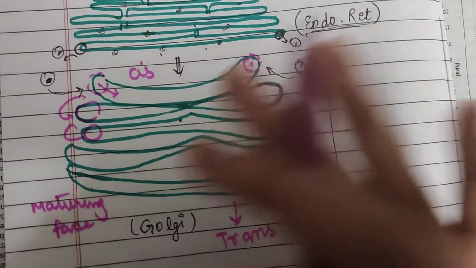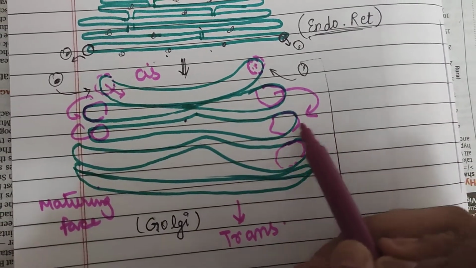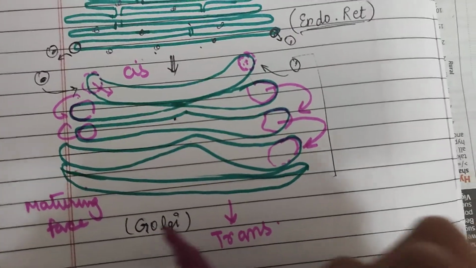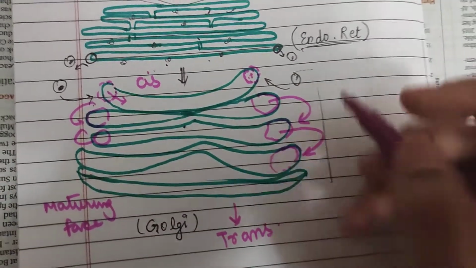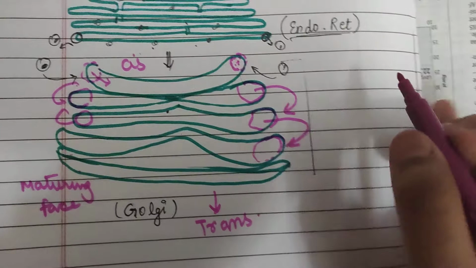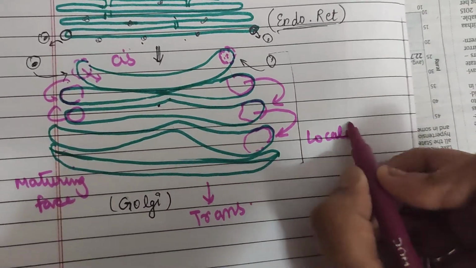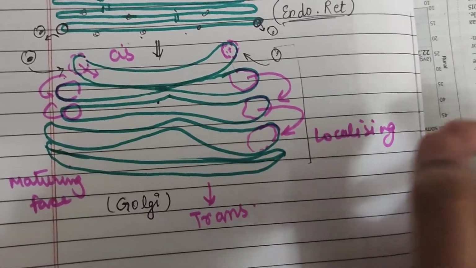This tells you that the pinching is going to happen and it is going to move to the next one. This is how the vesicles move. And while they are moving, they are going to carry certain proteins, like certain localizing proteins. There are going to be certain localizing sequences.